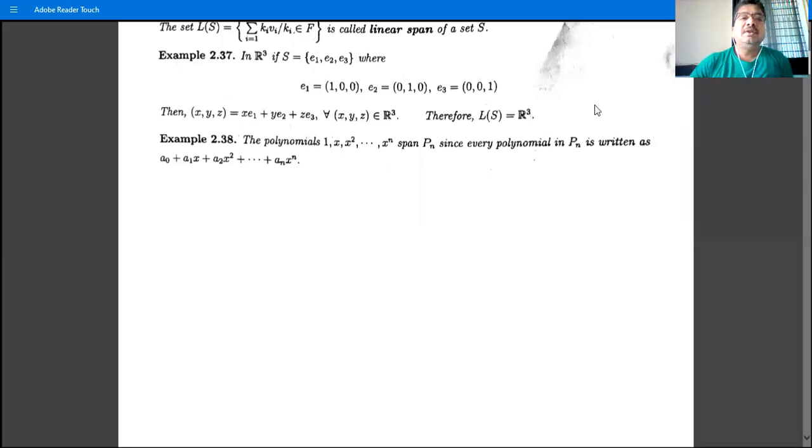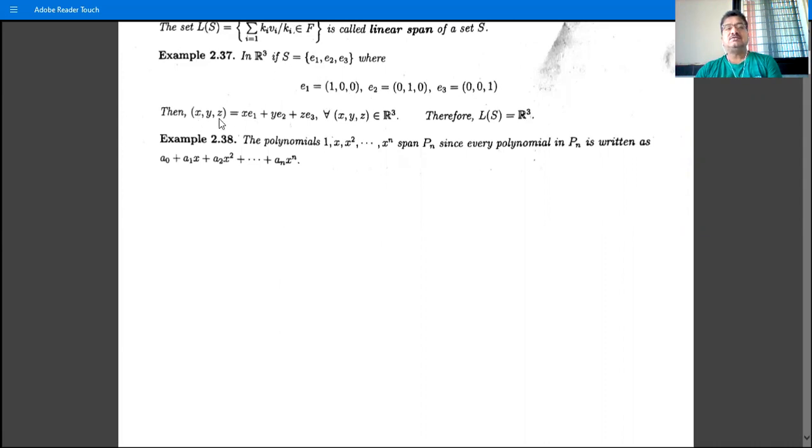Next example of linear combination. In R3, let S be the set {E1, E2, E3}. What is E1? E1 is (1, 0, 0), E2 is (0, 1, 0), and E3 is (0, 0, 1). This S is a subset of R3.